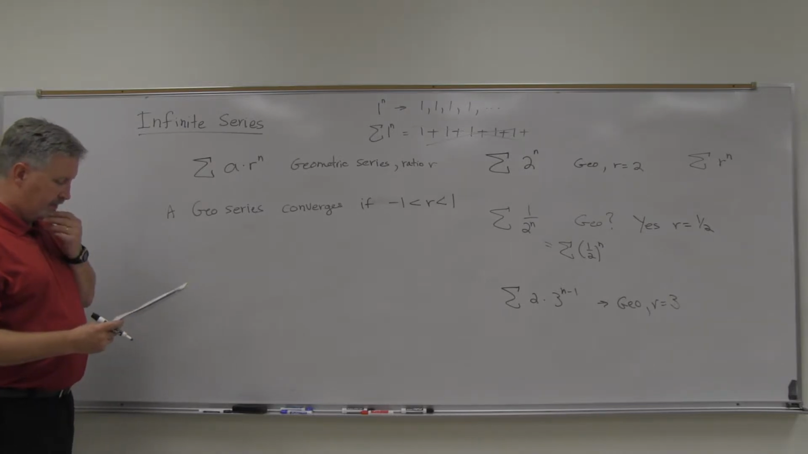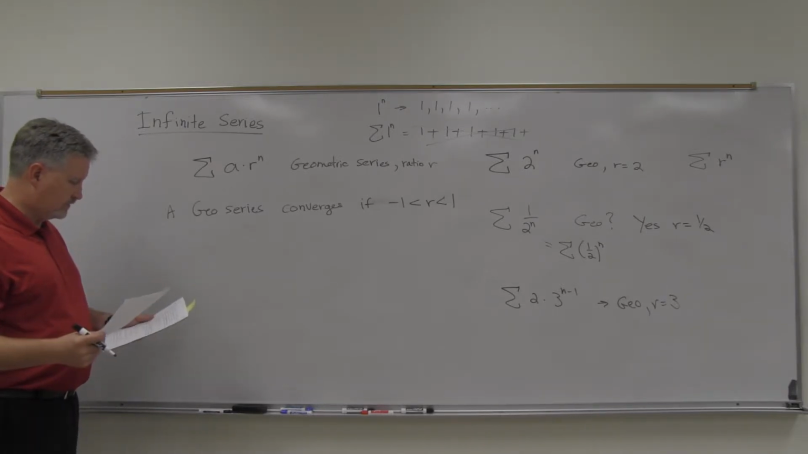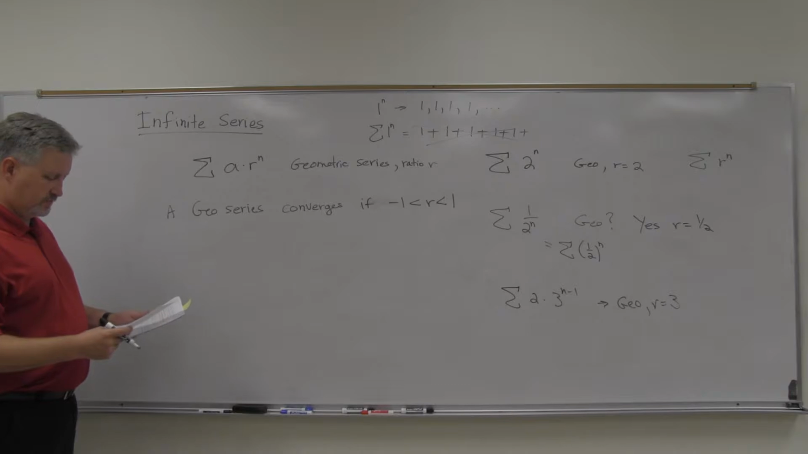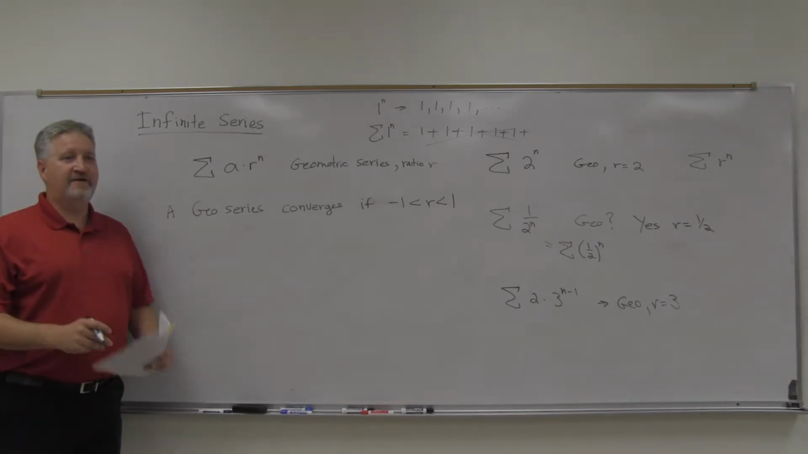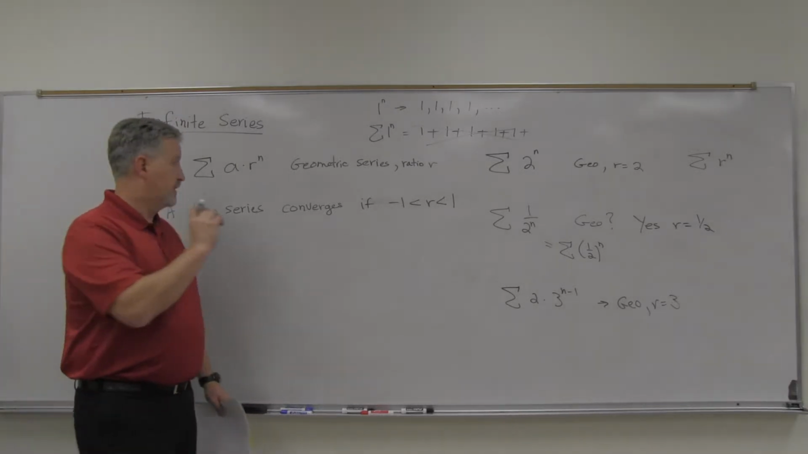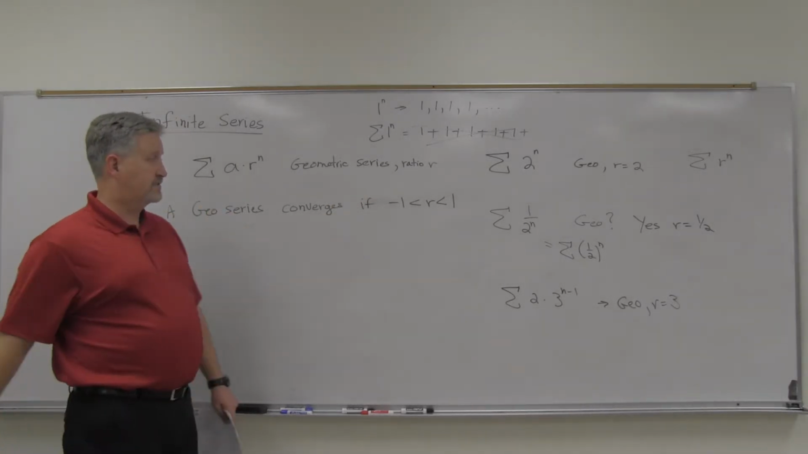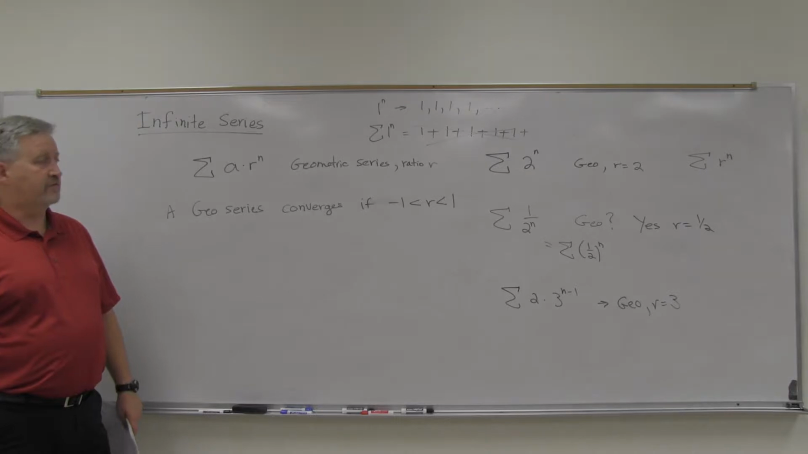Let me do this then. Let's do this. Okay. All right, so a geometric series converges if the ratio is between 1 and -1.